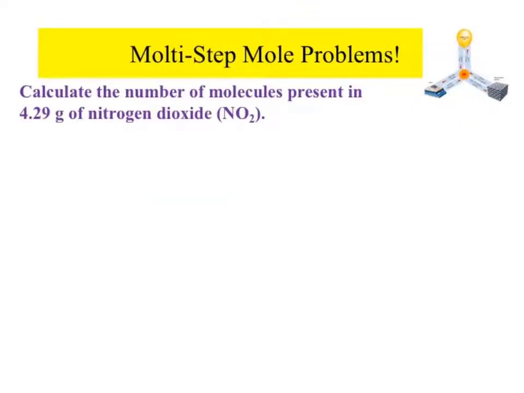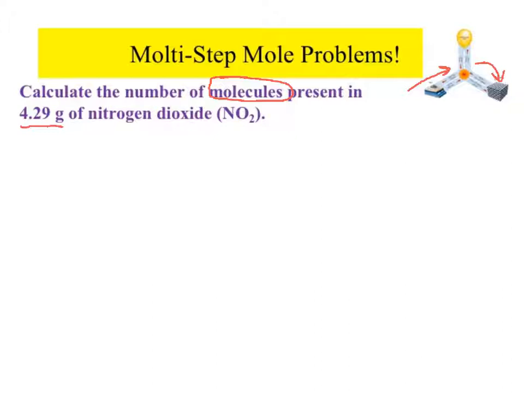Next, we're going to move on to a little bit more complicated problem. This is going to be a multi-step mole problem. It says calculate the number of molecules, which is a representative particle, present in 4.29 grams of nitrogen dioxide. So we have representative particles and we have grams, which is a mass, so this is going to be a two-step conversion. On my chart, I'm going to be converting to moles, that's step 1, and then from moles I will be converting to representative particles. So step 1 here is going from grams to moles, and then after that, moles to molecules.